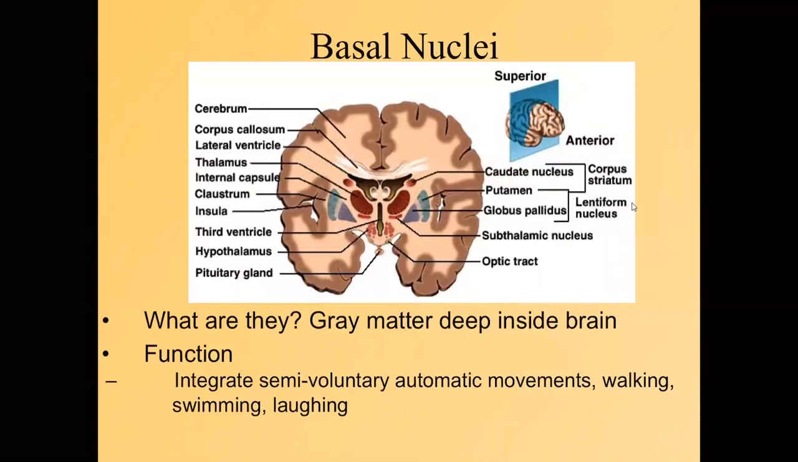Now basal nuclei. This is gray matter that's deep inside the brain. I'm not going to have you memorize all of their names. I just want you to know that they help us integrate things that we do without necessarily thinking about it, like walking. You might get started walking, but then your body keeps it going. Or swimming or laughing. Or tying your shoes: once you get started, it just keeps going. So those are your basal nuclei.